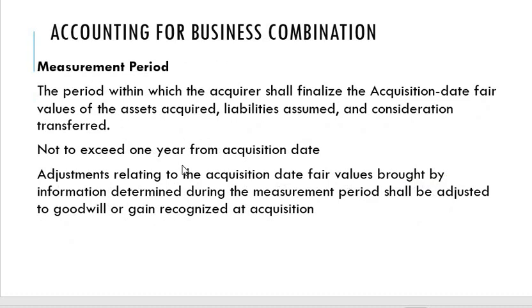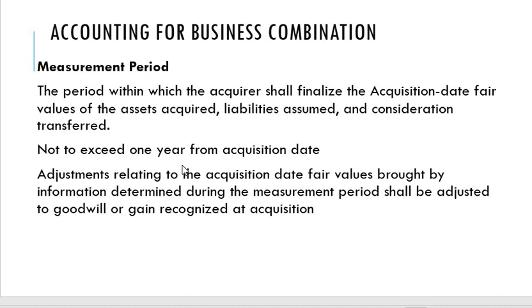So all the assets acquired, liabilities assumed, and the consideration transferred shall all be measured at fair value at the acquisition date. However, there are certain items in the consideration transferred, in the assets acquired and liabilities assumed that are not yet final. So there is a measurement period. The measurement period is the period within which the acquirer shall finalize the acquisition date fair value of the assets acquired, liabilities assumed, and consideration transferred. The measurement period should not exceed 1 year from the acquisition date.